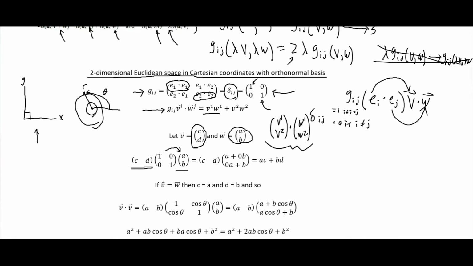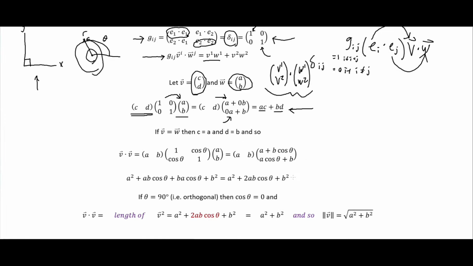And so that's just 1 times A plus 0 times B. So that's our first entry here. Then we have 0 times A plus 1 times B, so that's our second entry here. And then we just do C times the top entry plus D times the bottom entry, so that ends up with AC plus BD, which once again is just our standard dot product there.